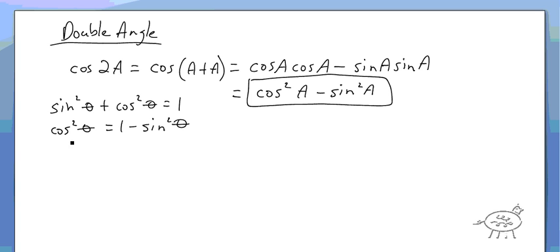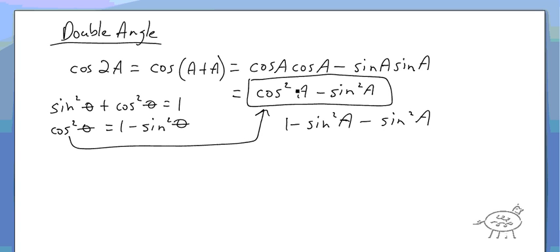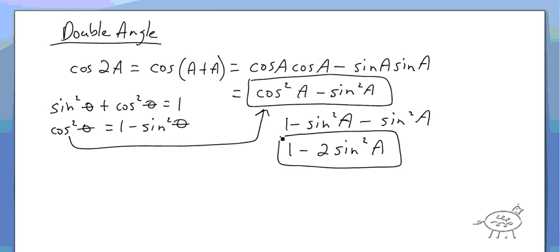Well, anyway, I can take this and substitute it in for that cosine squared, and I would have 1 minus sine squared of a, that's cosine squared of a, minus sine squared of a. So I just did a direct substitution of cosine squared into 1 minus sine squared of a. And then I simplify, and that's equal to 1 minus 2 sine squared of a. So that's another one of the identities just for cosine of 2a.